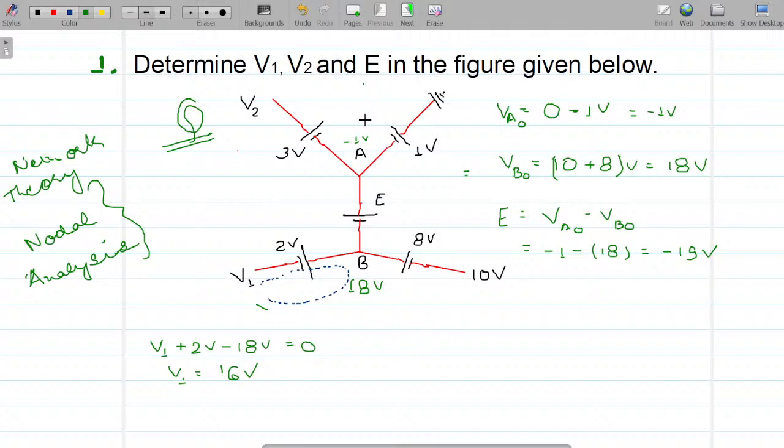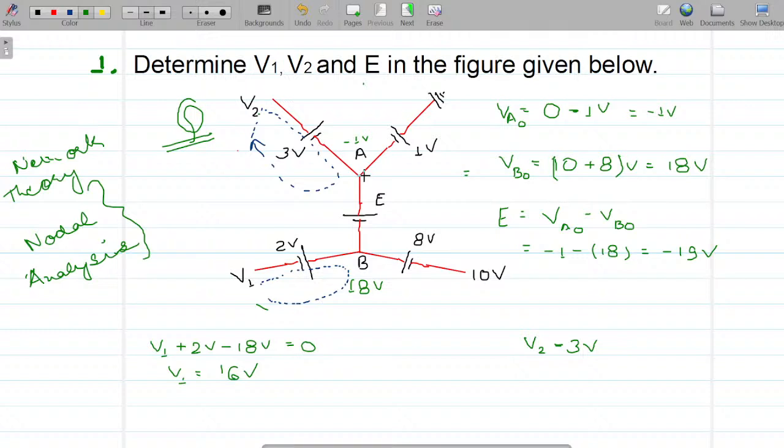Now, using a similar approach, again we'll be traveling in this loop. This is the loop we'll be traveling in. Now tell me, how would you calculate V2? See, this time V2 would be V2. Again, we're traveling from positive to negative. Whenever the traveling is from positive to negative, we denote it with a negative sign. So this would be minus 3 volt, right?